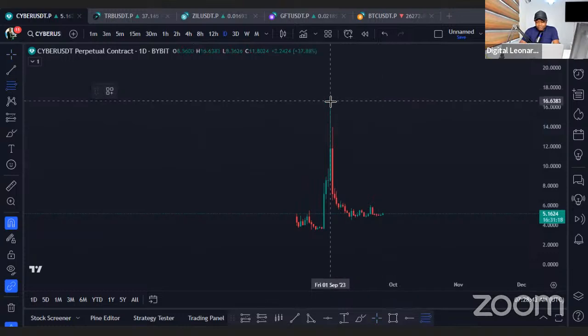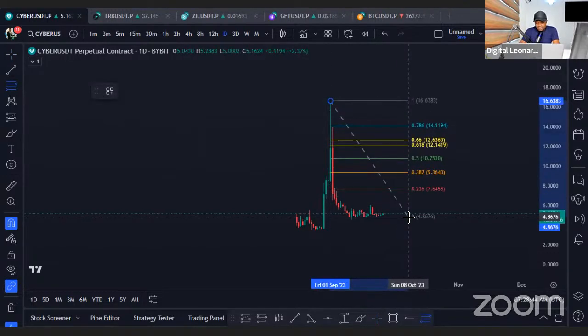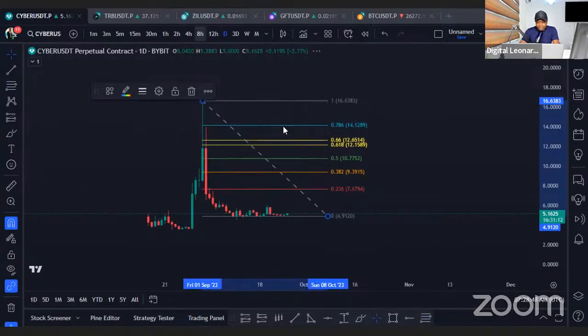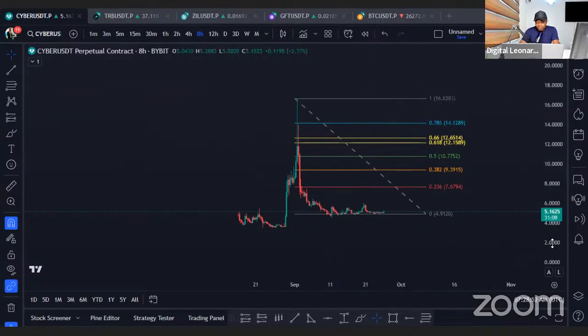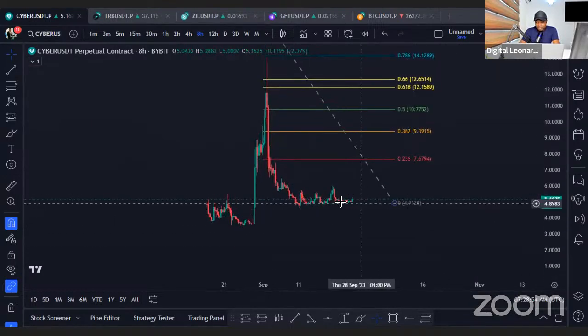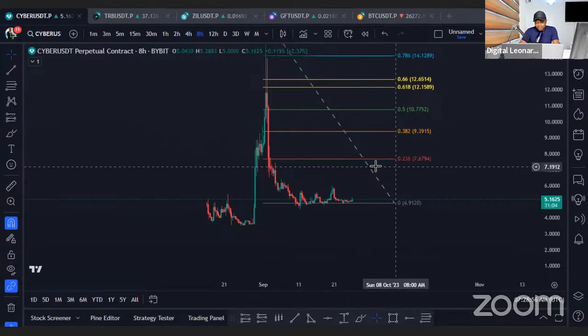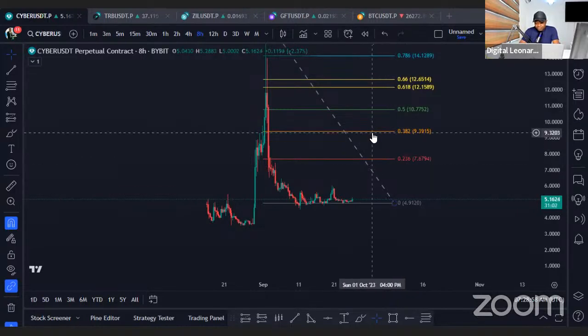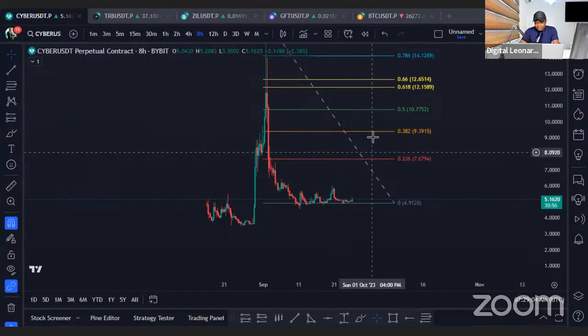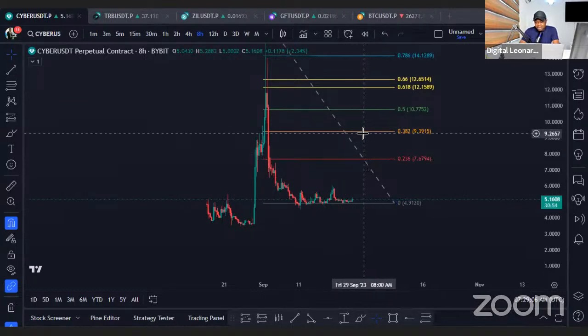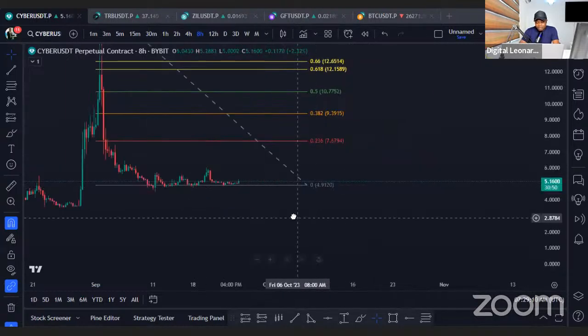What we can do is pick it from up here and see the next levels this token can be going to. When it starts pumping, what levels are we expecting? First we have the 0.236, then the 0.382. If they start pumping, you'll see a reaction from here, and if you reject this area, the 382 will be another area you'll get a rejection from.